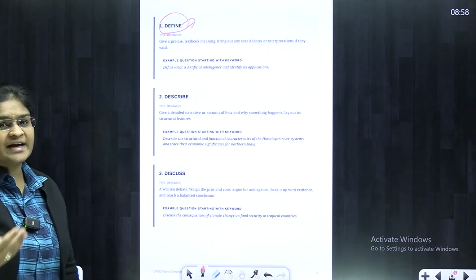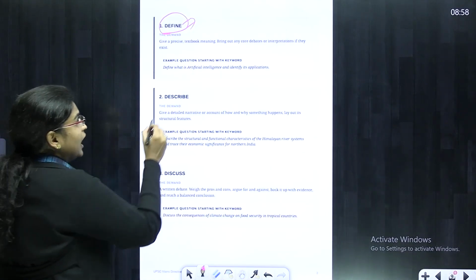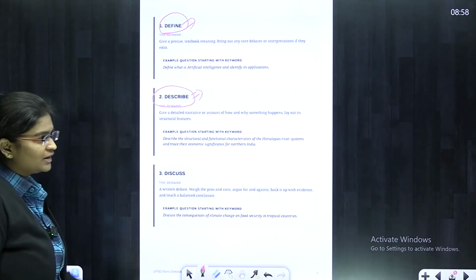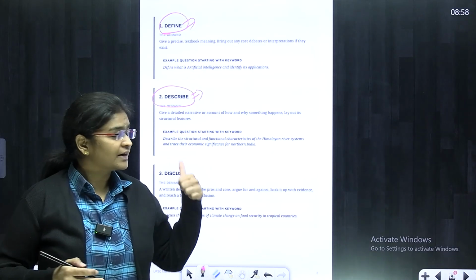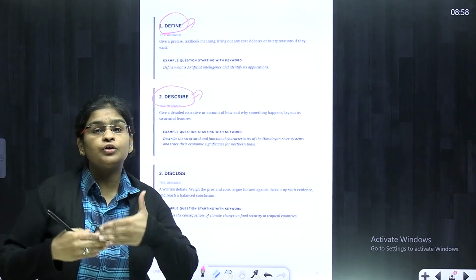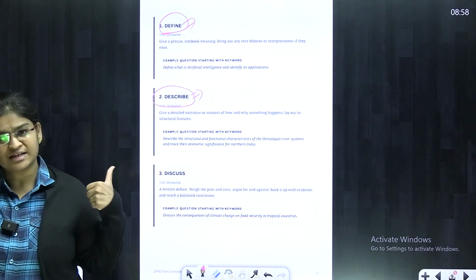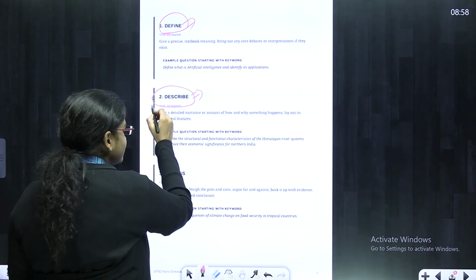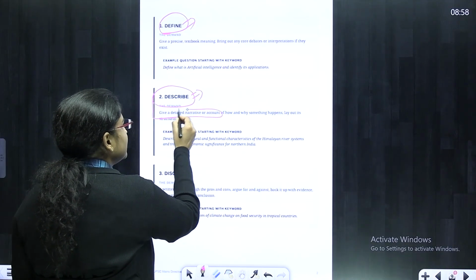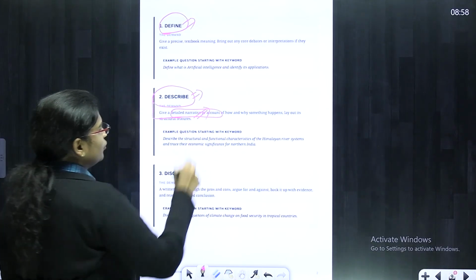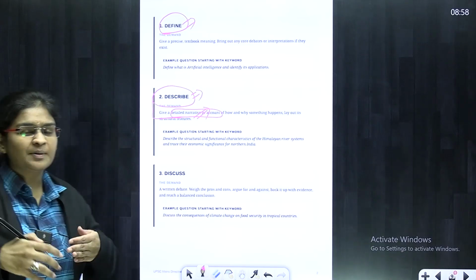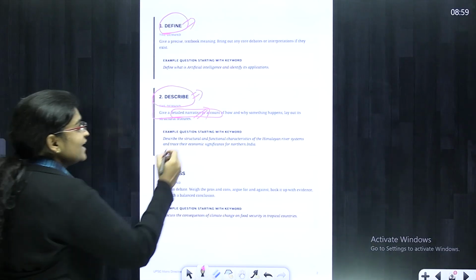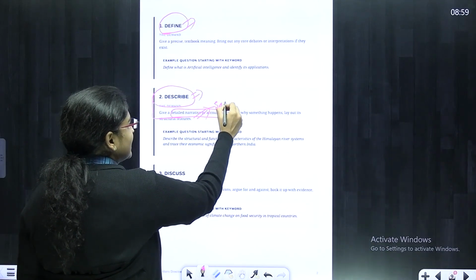In today's class, we are going to see how to approach a question whenever the word "describe" comes up. Whenever the word describe has been given, you need to give a detailed account. You need to explain the process and also highlight it with various examples.